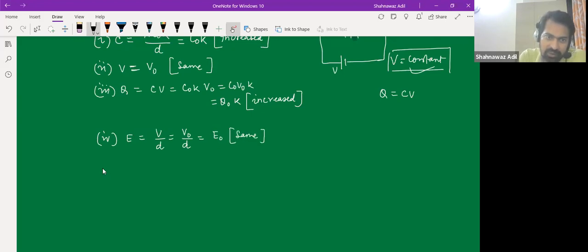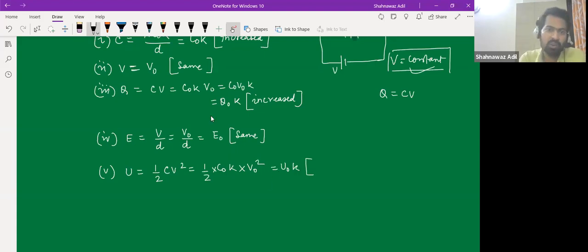And the fifth one is the energy. Energy is half C V square. So this is half. C is how much? C naught K and V is V naught square. So half C naught V naught square, that is U naught into K. So it is increased. Who got disconnected? Rabia got disconnected. So is this increased or decreased?